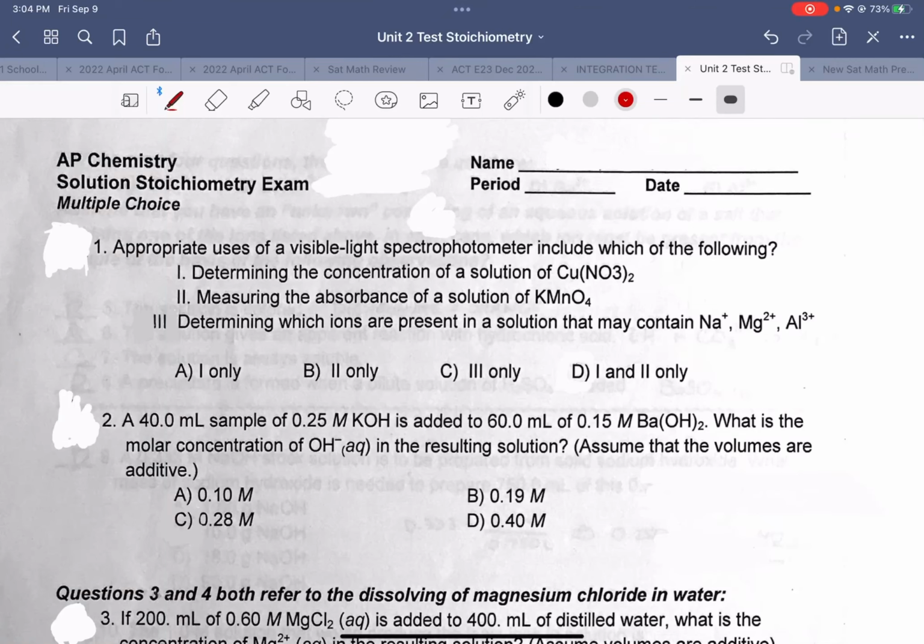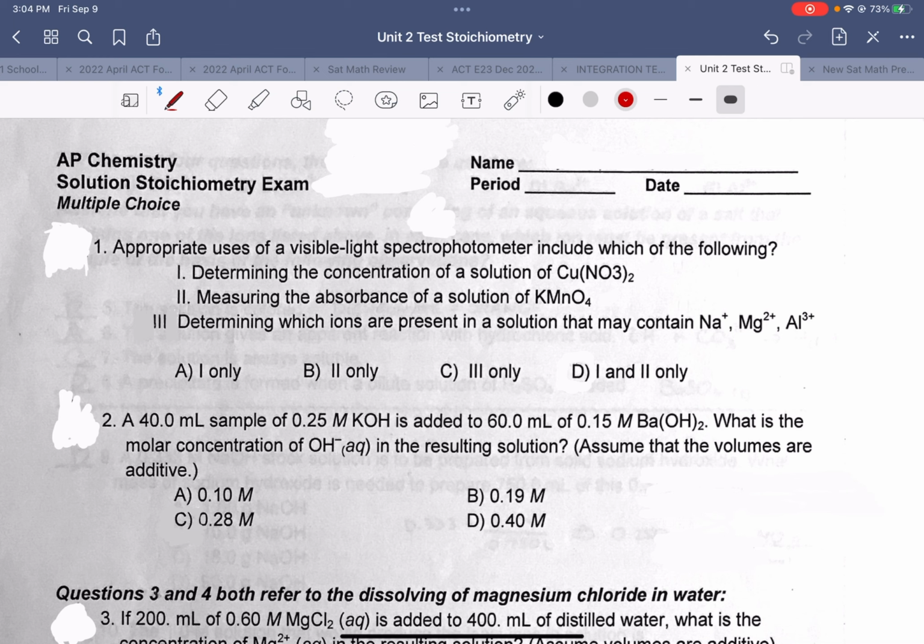This is a unit test, stoichiometry exam review. Okay. Number one, appropriate uses of a visible light spectrophotometer include which of the following?